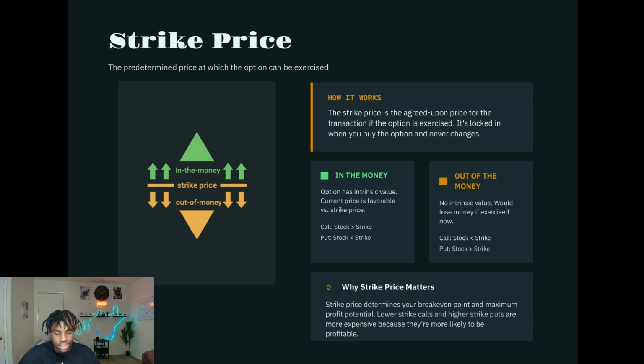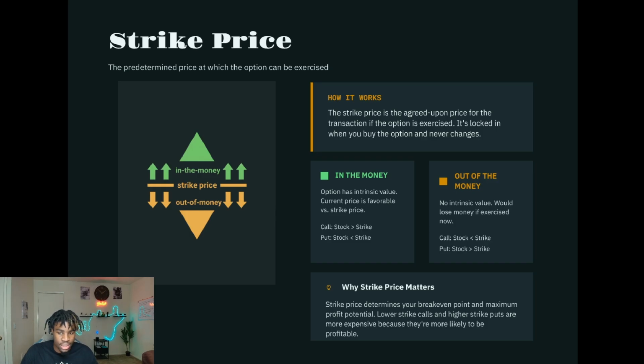So basically, if you're buying a call, anything that is above the actual share price, let's say in this scenario SPY is at 600, anything above 600 is going to be out of the money. Anything below 600 is going to be in the money, because we're betting that the market is going to go up. So out of the money is betting that we're hitting a price that we're not hitting at that specific moment.